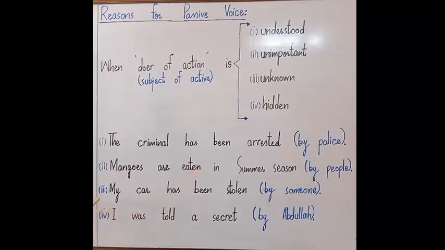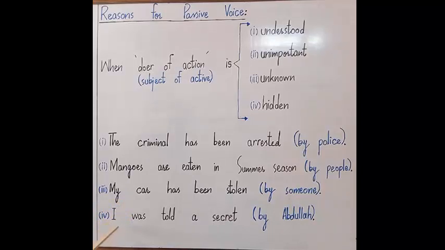Excuse me. Example number 3, sorry. My car has been stolen by someone. Here, by someone is unknown. Who has stolen my car? So saying this sentence in active voice, someone has stolen my car, doesn't sound suitable. What is more suitable to speak? My car has been stolen. A piece of information you are giving to somebody. My car has been stolen. So it is unknown who has stolen my car, so it is suitable to use this sentence in passive voice.